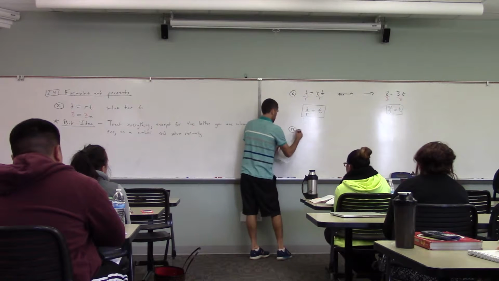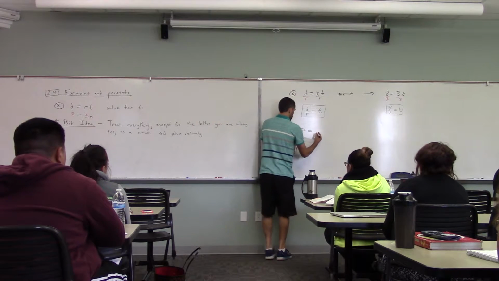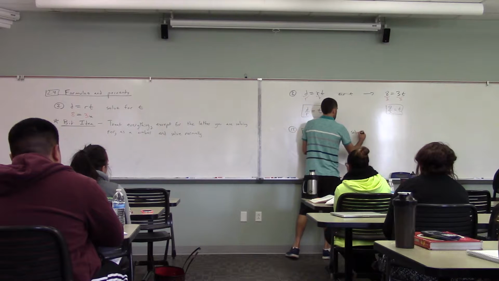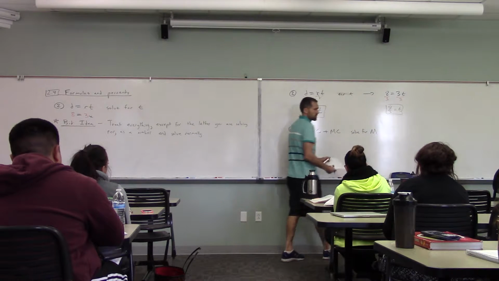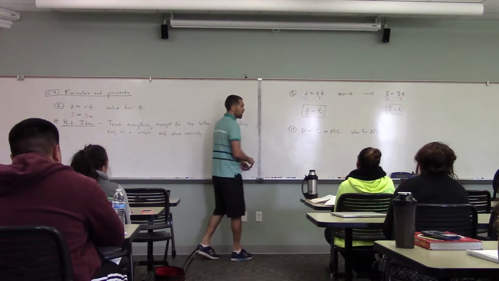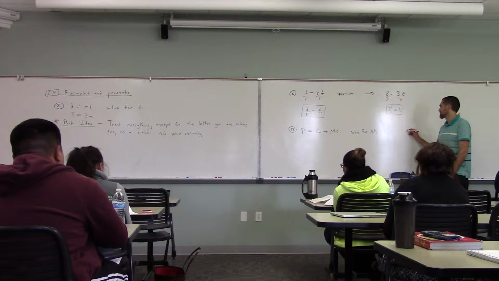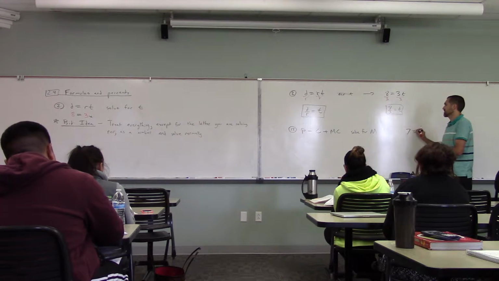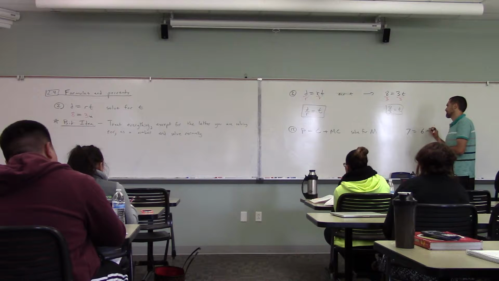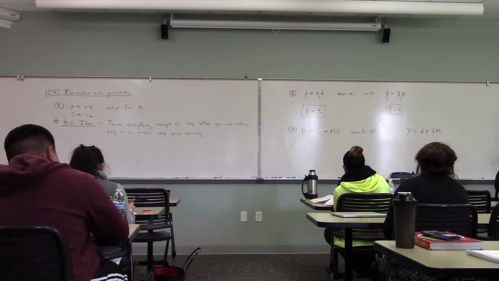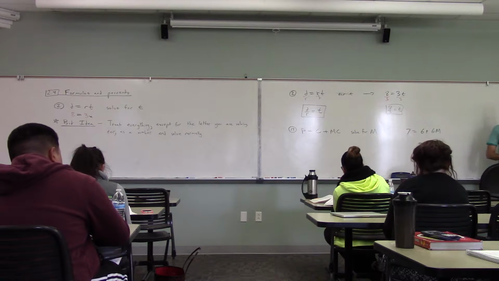So let's do number 12. Number 12 is P equals C plus MC. Solve for M. So what I'm going to do is I'm going to go over here and say, this is like, P is a 7 equals, I'll write it all in black. Okay, so 7 equals, I don't know, let's say C is a 6 plus 6M. Or you can write X if you want to write M as X, if that's easier for you. Okay, so how would I solve this for M?